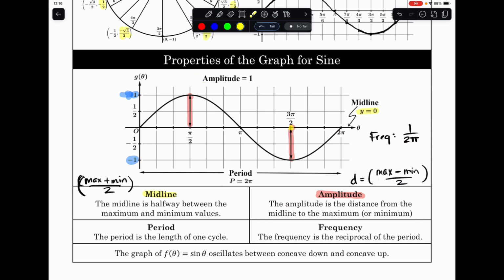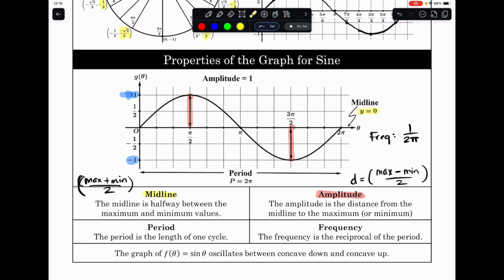Or to go from the midline down, I know we see that's 2 squares, but each square is equivalent to half of a value. So 1/2 plus another half, that's equal to 1 whole unit. So that is going to be our amplitude.